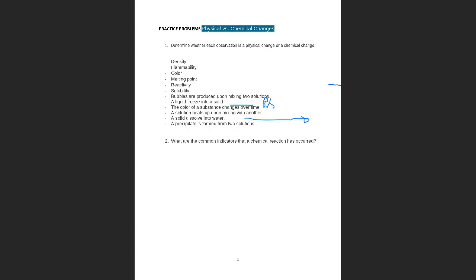Flammability is at what temperature something is going to burn. You know, some alcohols are flammable. When you did the safety quiz, you learned that some liquids are flammable and they have to be kept in a flammable cabinet, because they burn at lower temperatures than others. So in order to test the flammability, you need to burn it. When you burn it, you lose the original substance.